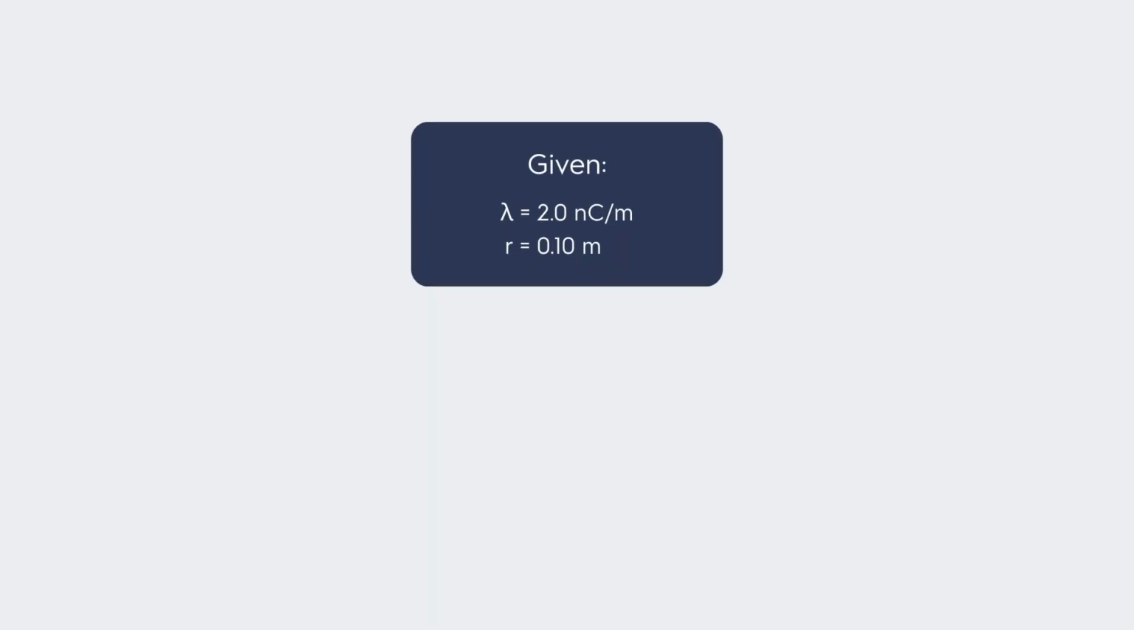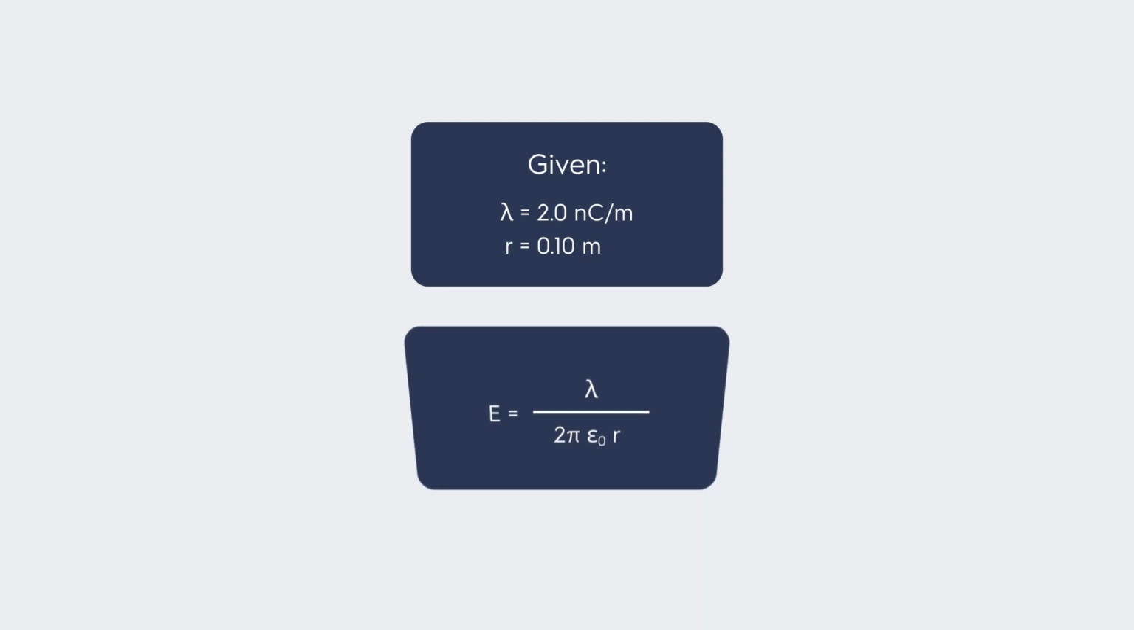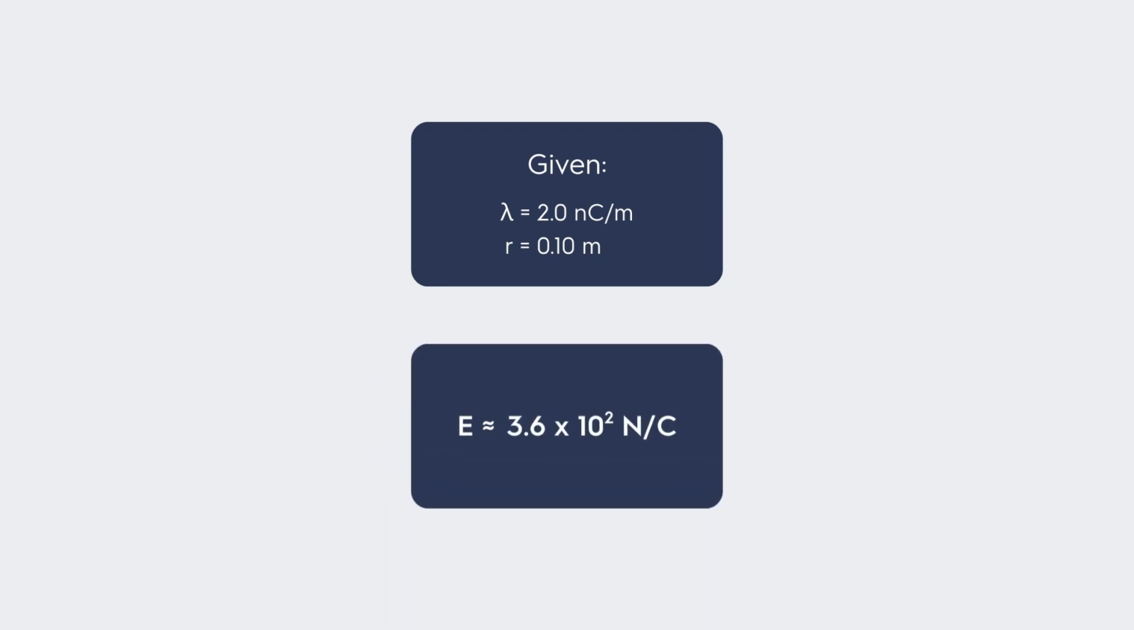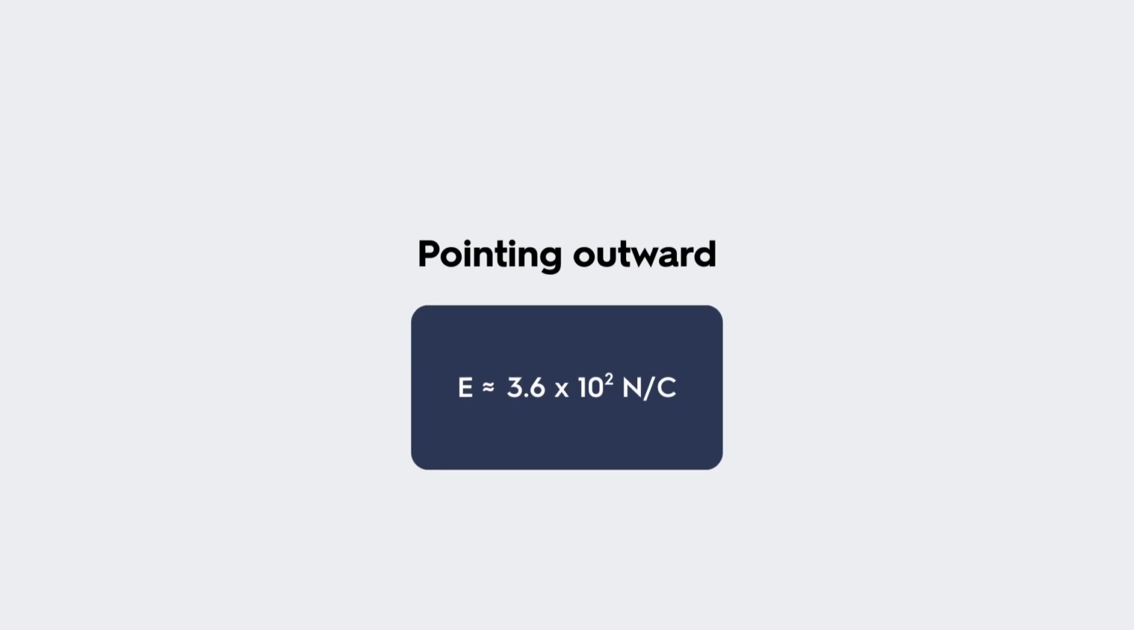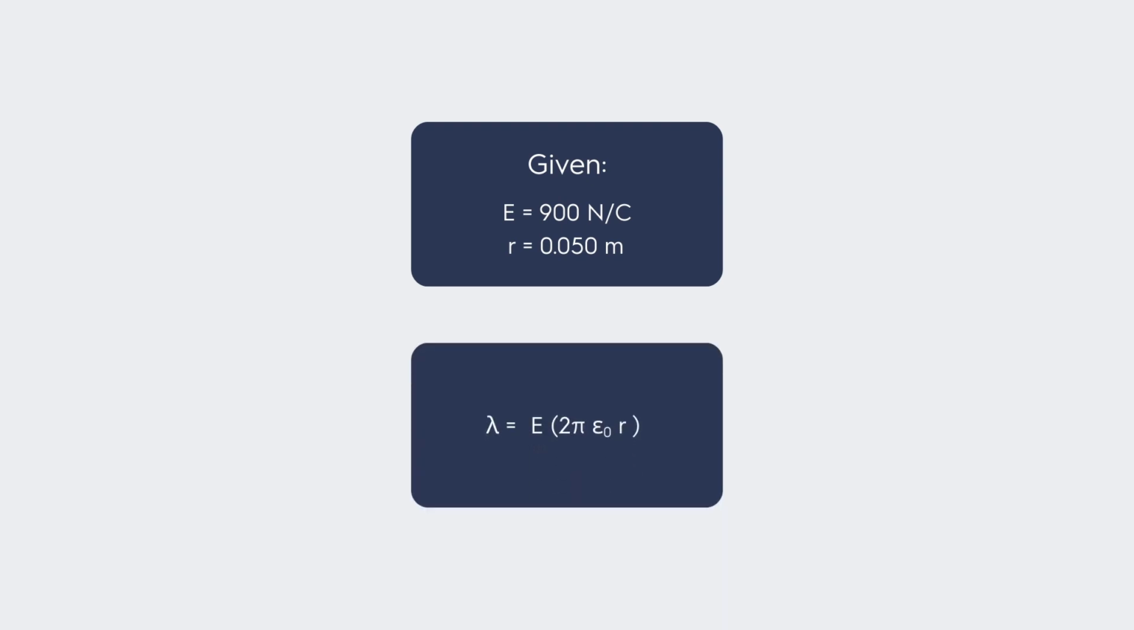Here is one example. Let lambda be 2.0 nanocoulombs per meter and r be 0.10 meters. Plug into E equals lambda divided by 2 pi epsilon naught r. That comes to about 3.6 times 10 to the 2 newtons per coulomb, pointing outward. Second example. You measure E equals 900 newtons per coulomb at r equals 0.050 meters. Solve for lambda. Lambda equals E times 2 pi epsilon naught r. That gives about 2.5 nanocoulombs per meter.